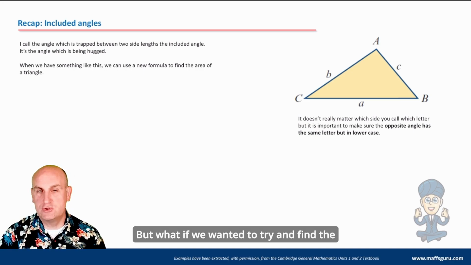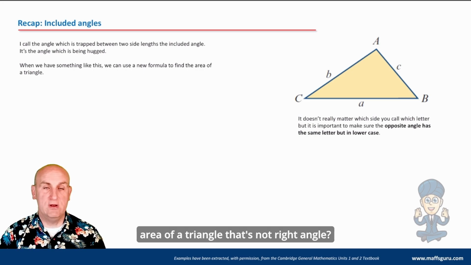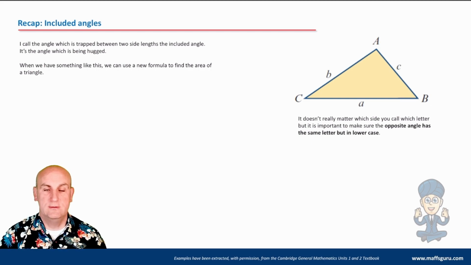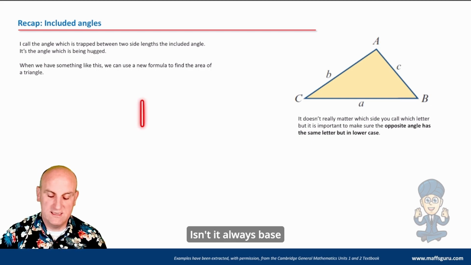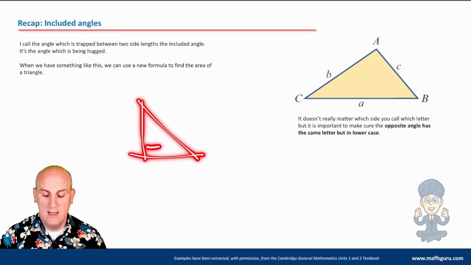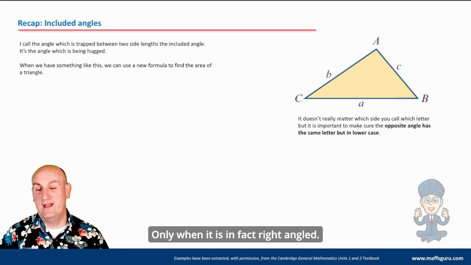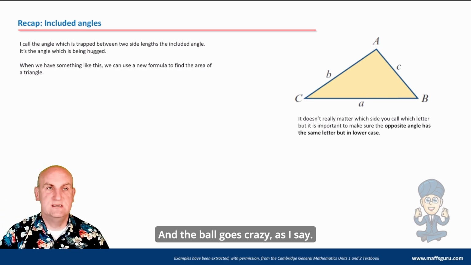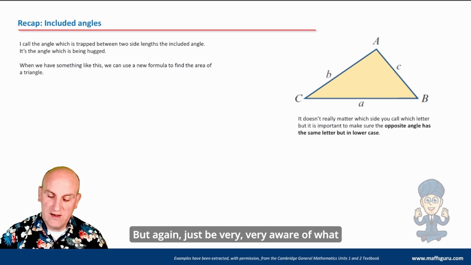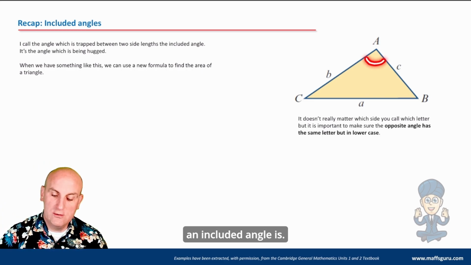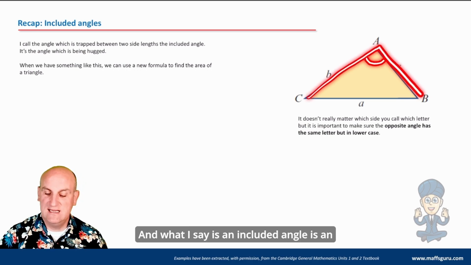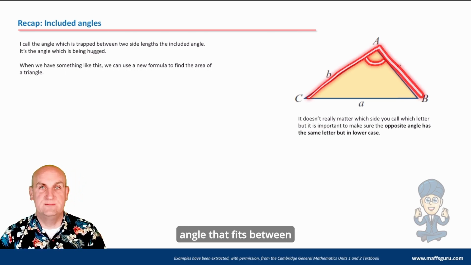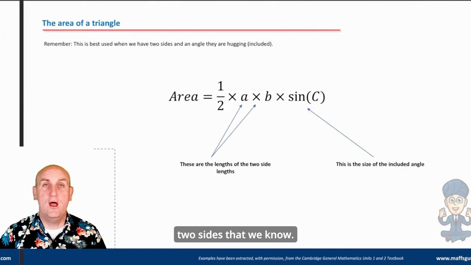But what if we wanted to find the area of a triangle that's not right-angled? You're going to say, well, isn't it always base times height divided by 2? That only works when it is right-angled. But there is another way of doing this. Just be very aware of what an included angle is: an angle that fits between two sides that we know.